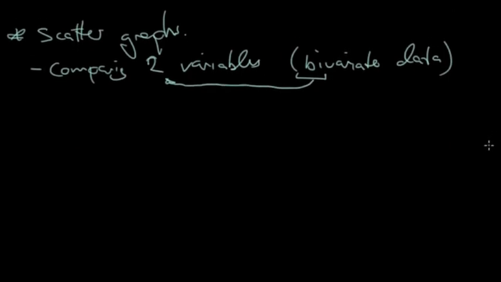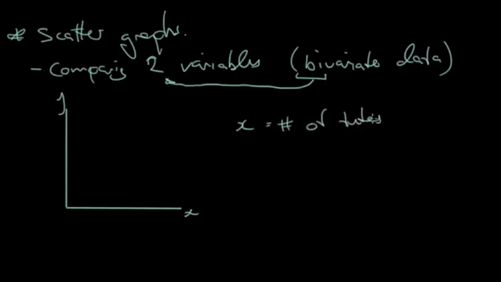So this is kind of, you know, we've got 2 axes, x and y. So what we're doing here is bivariate data. You know, you could have 2 things, again, like an x and a y. And x could be number of tutes attended, and then y could be something like score on assignment.